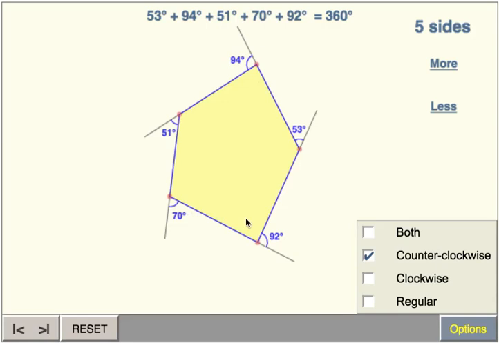Well, exterior angles don't quite work the same way. Like if you look here, I've got the 53 degrees here showing up at the top in this addition. The 94 shows up there, the 51's there, the 70's there, and so on. And in this case, all 5 of these exterior angles add up to 360.